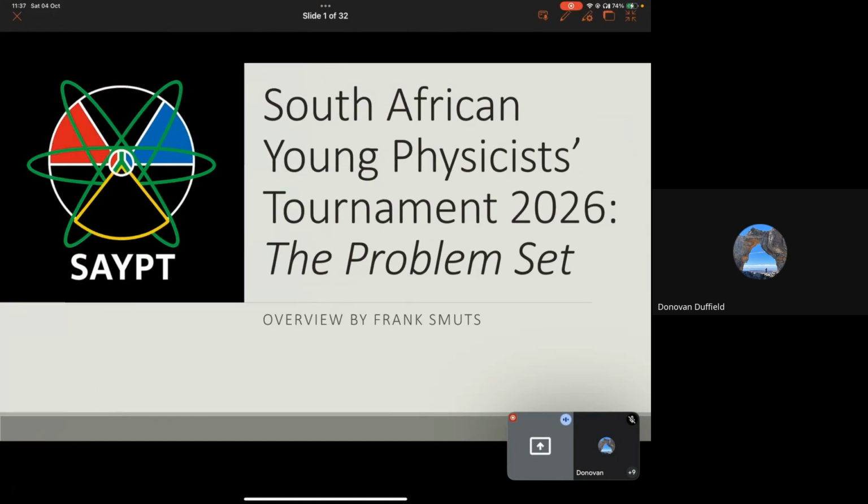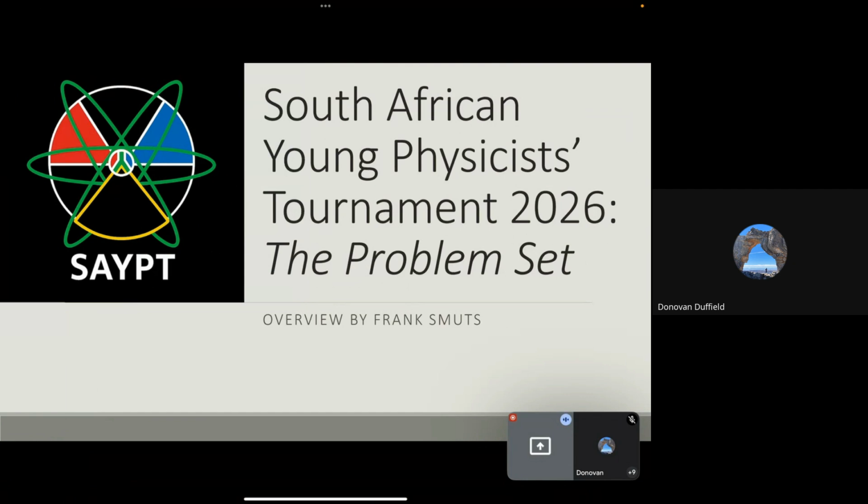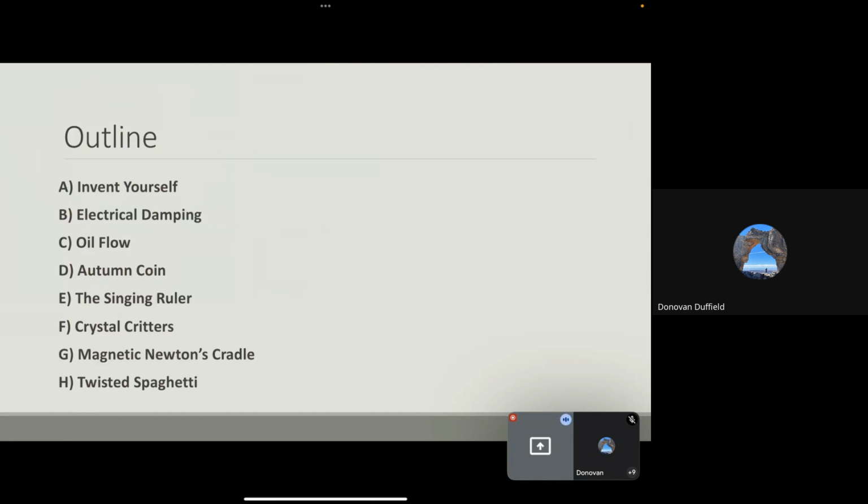All right, so let's look at the problem set. In the IYPT, there are 17 problems, but we've narrowed down to a subset of 8 problems. These are what we will assess in the South African Young Physicist Tournament. What I want to do here is go through each problem statement, do the basics of how to analyze a problem statement, and give you some pointers on what independent variables you can look at and what physics concepts you should look up.